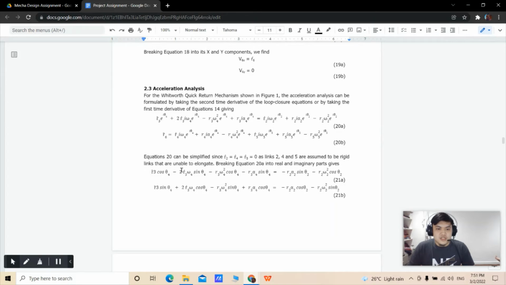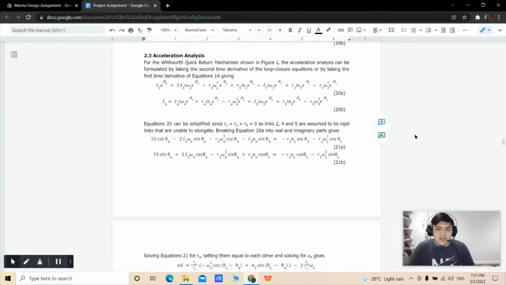Equations 20 can be simplified further, since r prime 2 is equal to r prime 4 is equal to r prime 5, which is also equal to 0, as links 2, 4, and 5 are assumed to be rigid links that are unable to elongate. Breaking down equation 20a into real and imaginary parts will give us equations 21a and 21b here.